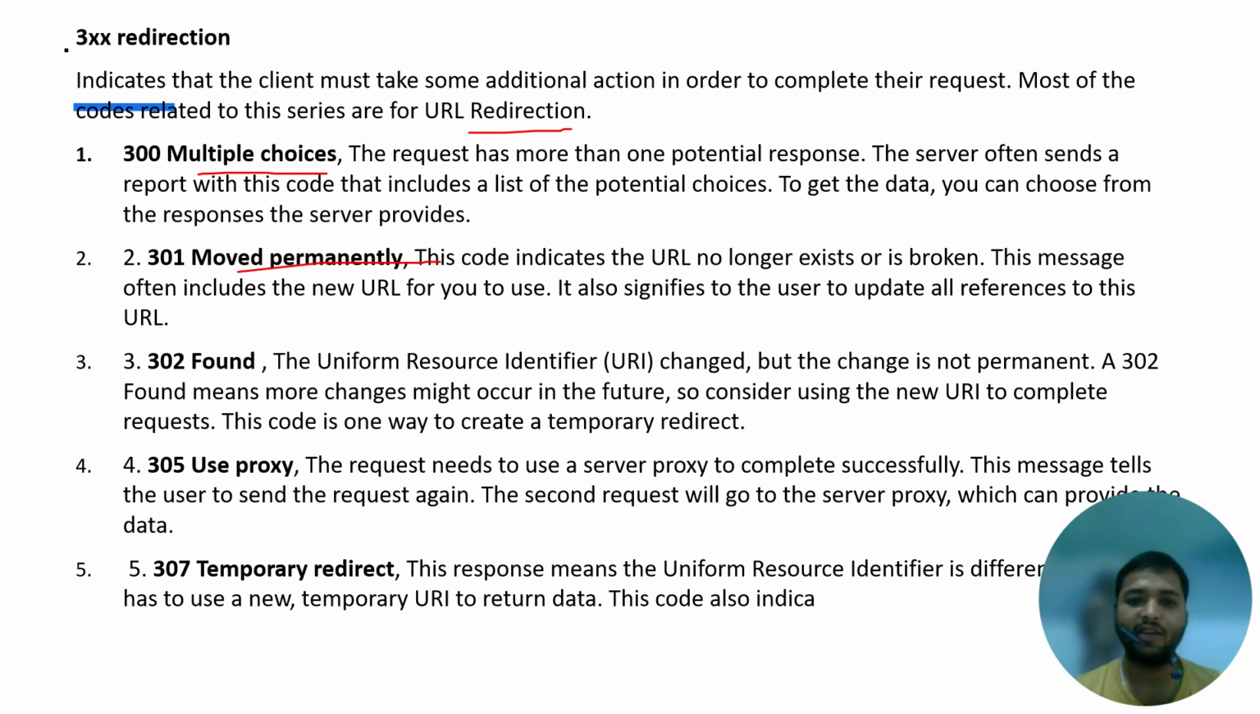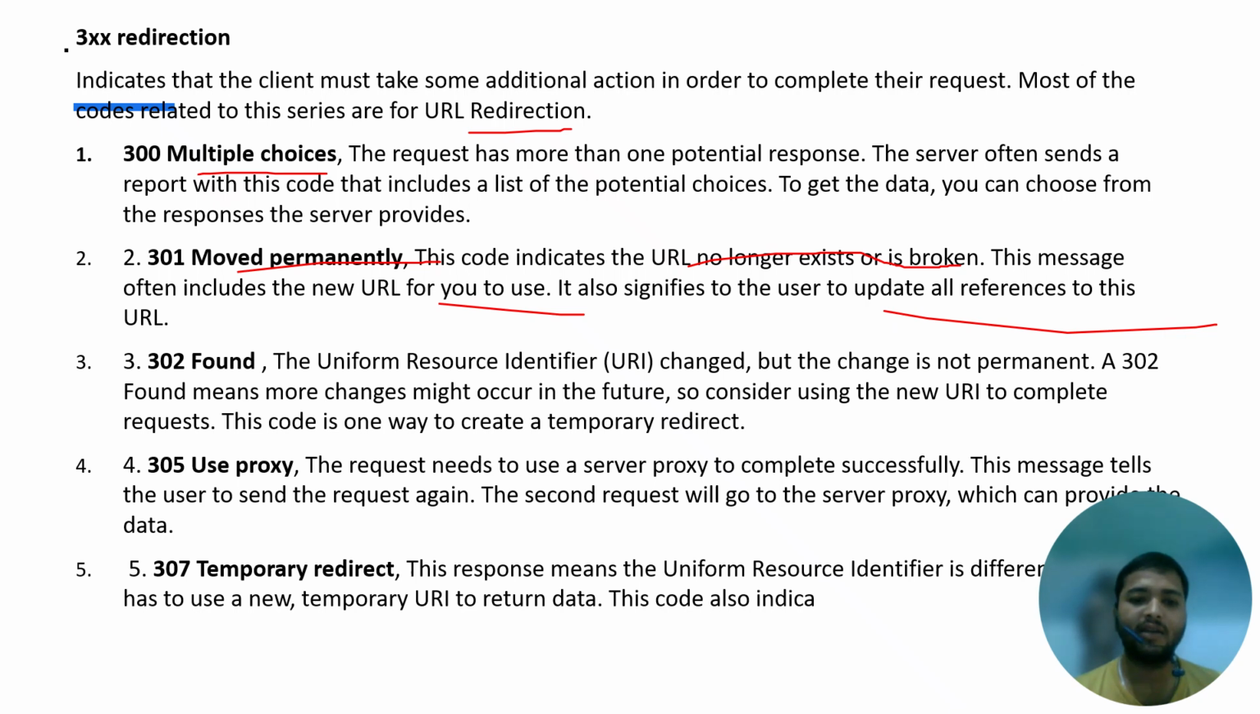301 moved permanently. This code indicates the URL no longer exists or is broken. This message often includes the new URL for you to use. It also signifies to the user to update all the references to this URL.